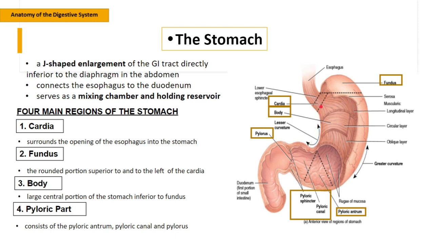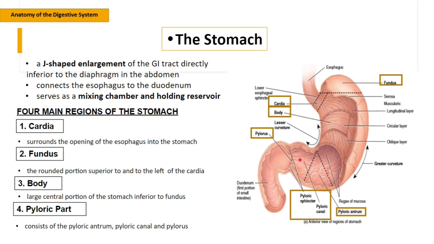So again, class, what are the four main regions of our stomach? First, yung cardia. Yung cardia po yung nagso-surround sa opening ng esophagus into the stomach. Next is your fundus, which is this rounded portion of our stomach. The third portion is the largest one, which is the body of the stomach. And then the fourth one is the pyloric part, which consists of the pyloric antrum, the pyloric canal, and the pylorus.